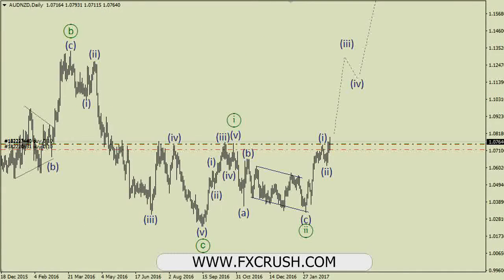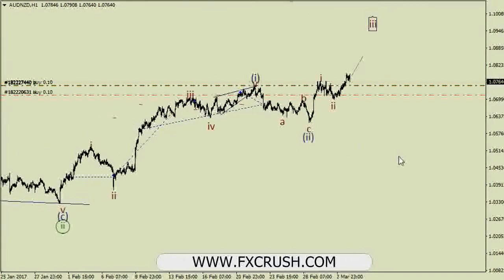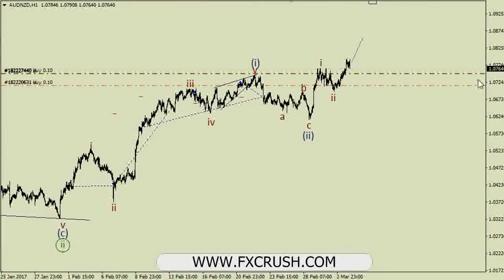At the same time, we've got this on Australian dollar versus New Zealand dollar, where this wave 3 has likely started, which means we could have an extension where wave 3 is taking place. So I'm keeping 2 long trades and I'm going to buy more next week.